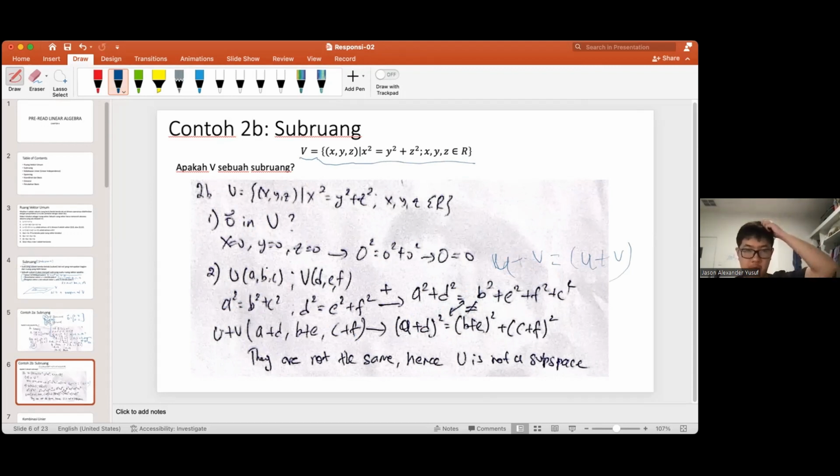So now we have U, we apply it to the equation, we get this. We have V, we apply it into the polynomial, this is what we get. We add them both, this is what we get. However, if we were to apply U plus V into the system, we're not going to get the same thing. And because they are not the same, hence V is not a subspace.